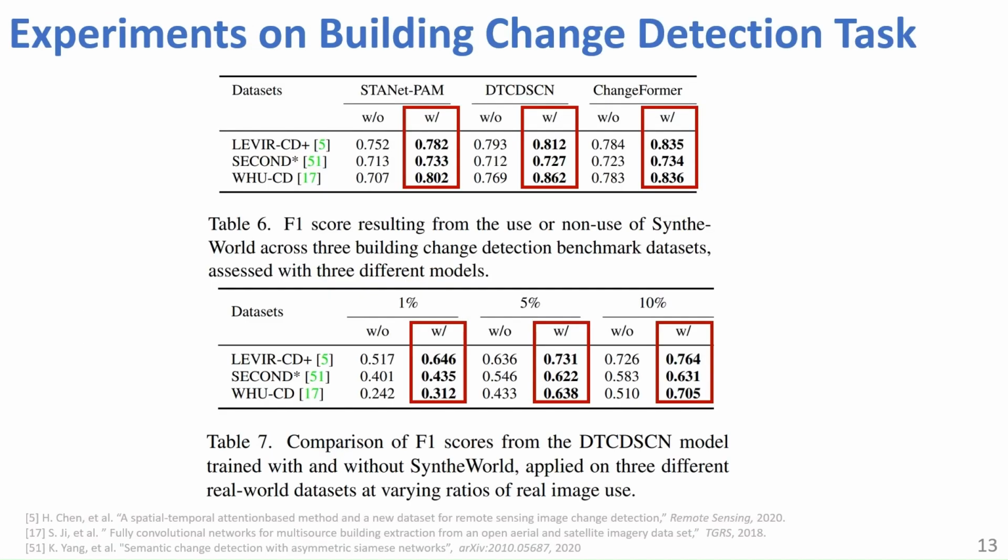Then let me present our results for building change detection experiments. In Table 6, we tested 3 advanced change detection methods on 3 different datasets, with and without using SyntheWorld. The conclusion is clear: regardless of the model or datasets, using SyntheWorld always significantly improves the accuracy. Table 7 shows the result of one of these change detection methods on 3 datasets, using different proportions of training samples mixed with and without SyntheWorld. The conclusion remains the same: SyntheWorld consistently and significantly boosts the accuracy.